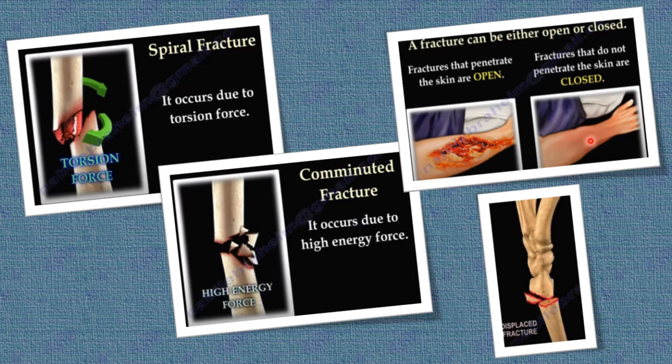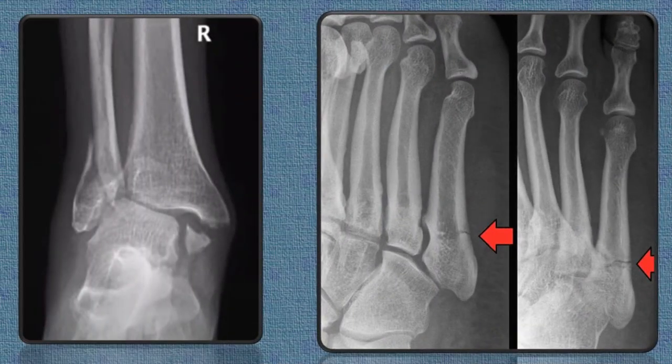Then we have a variety: the transverse, oblique, spiral, fragmented, comminuted fractures. These are all examples of complete fractures, whereas the incomplete fractures were number one hairline and number two green stick fracture. Green stick fracture is more common in children, in which the bone is slightly bent and not completely broken.